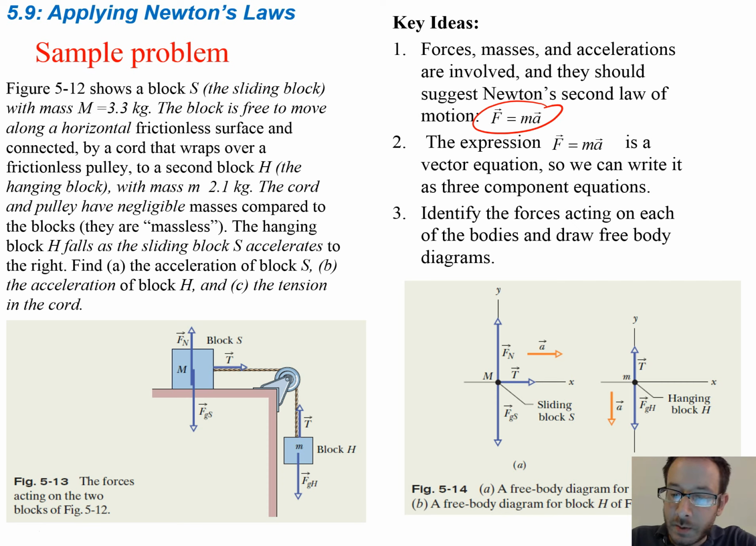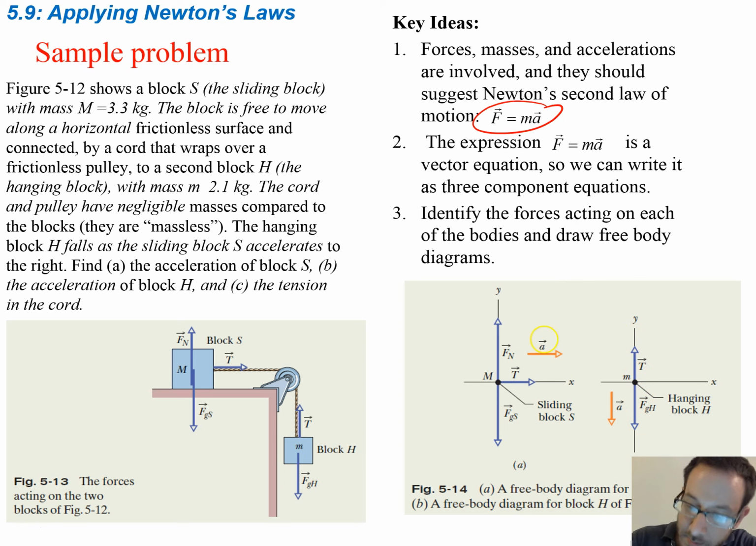We need to identify the forces acting on each of the bodies and draw the free body diagram. So that's what we have down over here. With our sliding block, which has a mass of big M, we're going to have the force of gravity pulling down and the normal force going up. Those two are going to cancel each other out because there's no motion in that direction. And then we have a tension to the right. Now the other block is just going to have the force of gravity going down and the tension going up, with the acceleration going down.